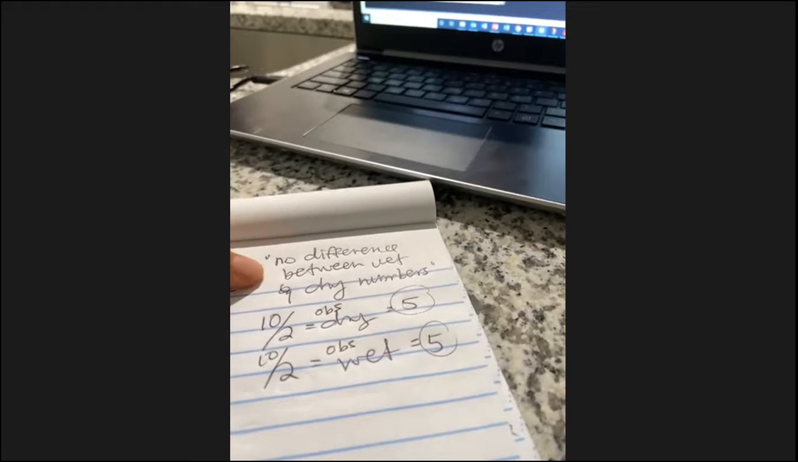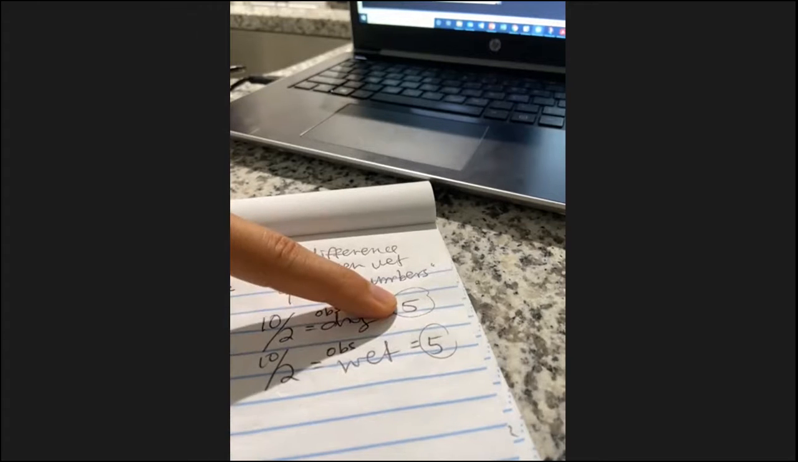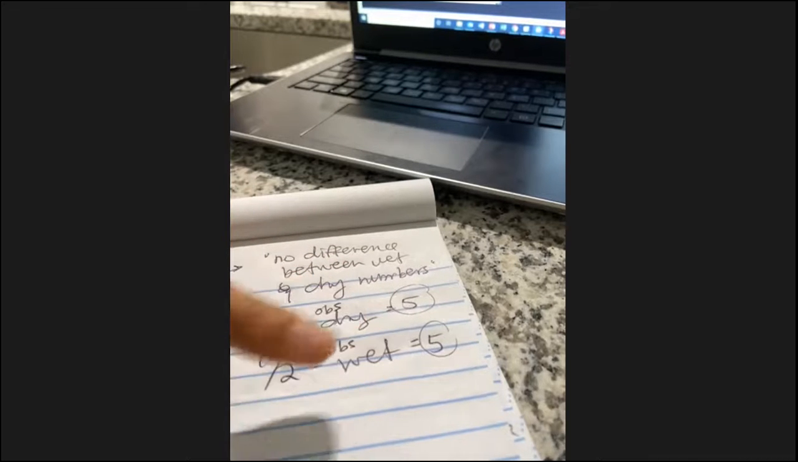Okay, so this is what I have so far. If our null basically says no difference between wet and dry numbers, then each time we have 10, half of them should be on the dry side and half of them should be on the wet side.